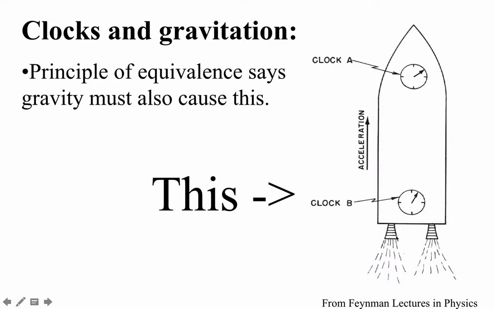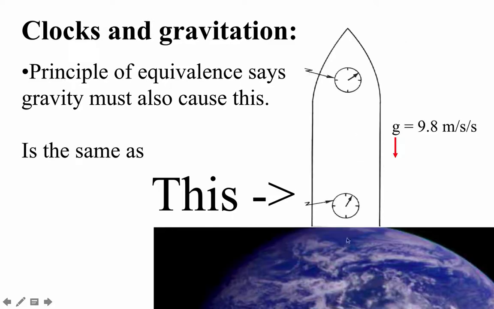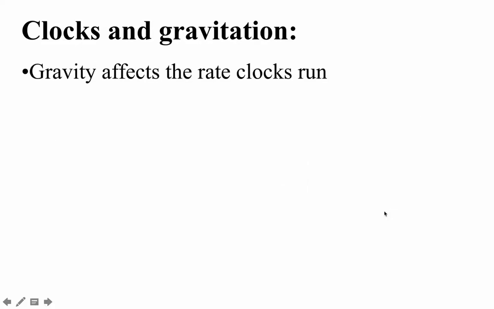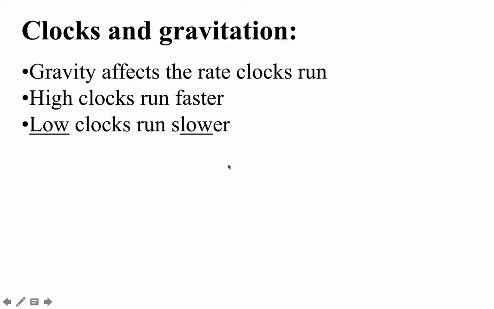Okay, so if acceleration causes this, right, then gravity must cause this. If we're near a massive object like the Earth, that's what this picture is supposed to show, right? If we're on a ship like that, if acceleration can cause these clocks to run at different rates, then gravity must do this, right? And this is, of course, true. This is one of the things that we do in general relativity, right? So gravity affects the rate at which clocks run. High clocks run fast. Low clocks run slow. That's how you remember it, okay?